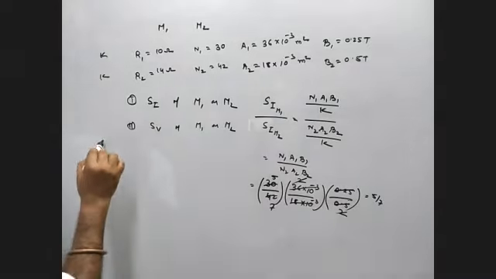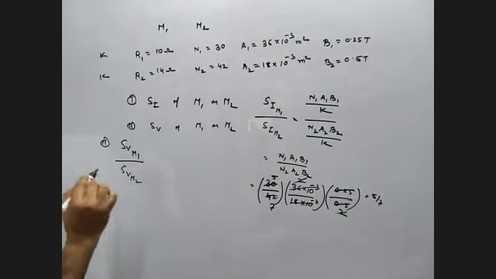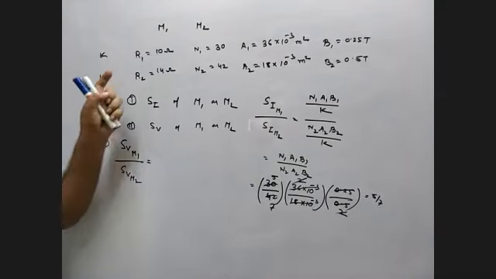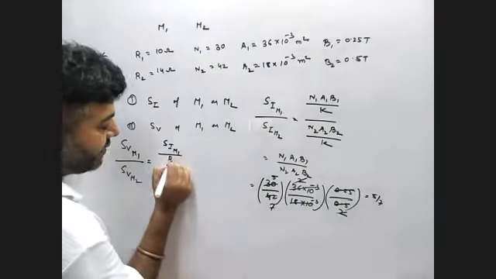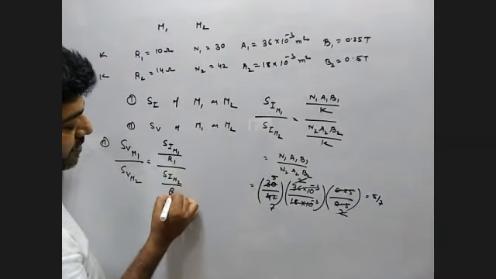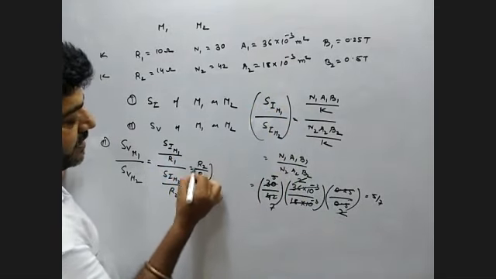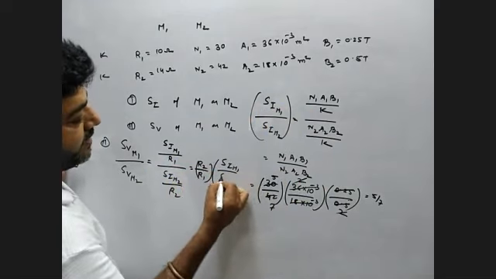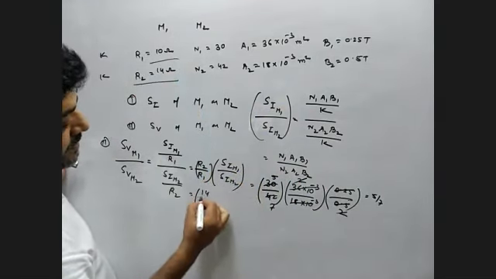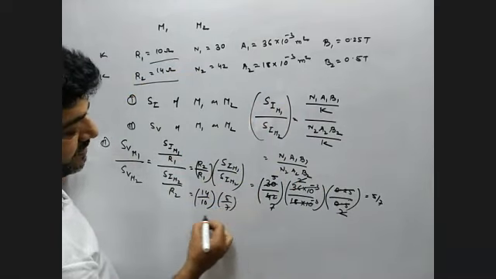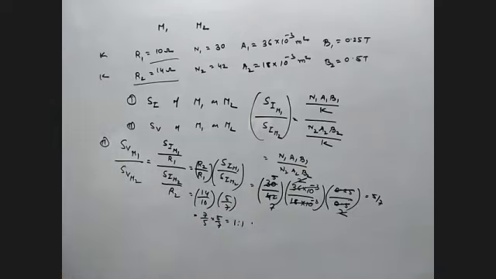Now the second one is the voltage sensitivity of M1 to the voltage sensitivity of M2. You could write all these things again, or you can use a little bit of your brain. It is the current sensitivity ratio of M1 by M2, times R2 by R1, which we already found out. So R2 by R1 is 14 by 10, and the current sensitivity ratio is 5 by 7. So 7 by 5 times 5 by 7, that is 1:1. Everyone, do you understand that part?